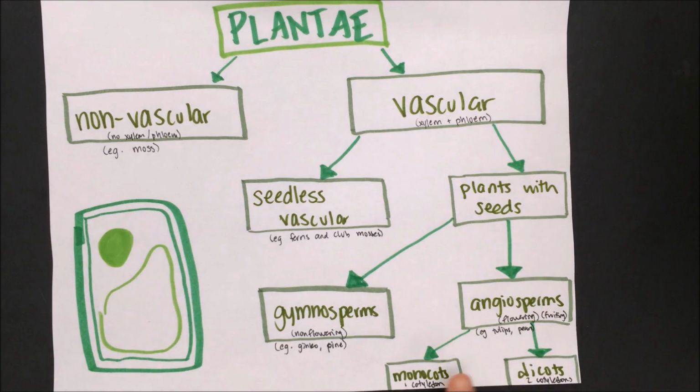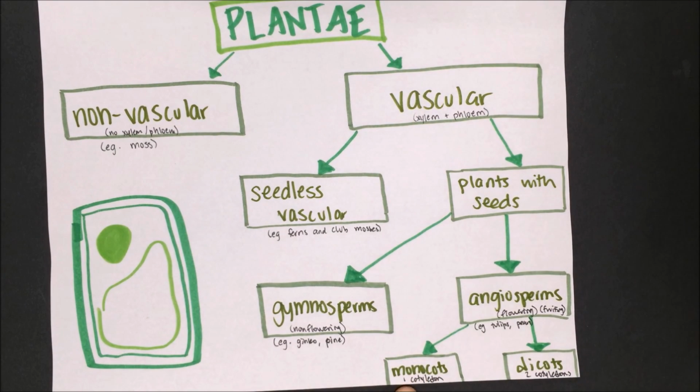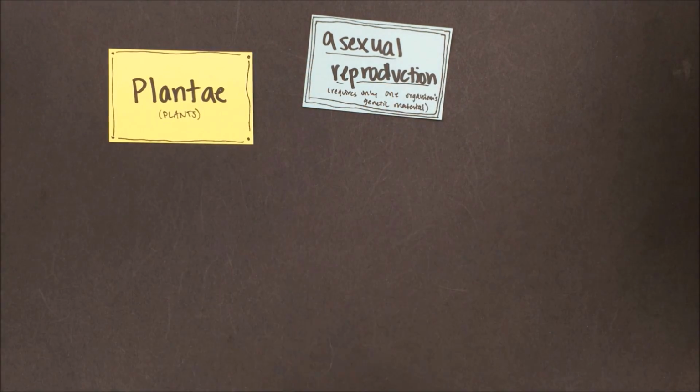Angiosperms can be further broken down into monocots and dicots. Monocots are plants that when they grow only produce one sprout or seed leaf. Dicots produce branched sprouts or seed leaves. Some plants do asexual reproduction.